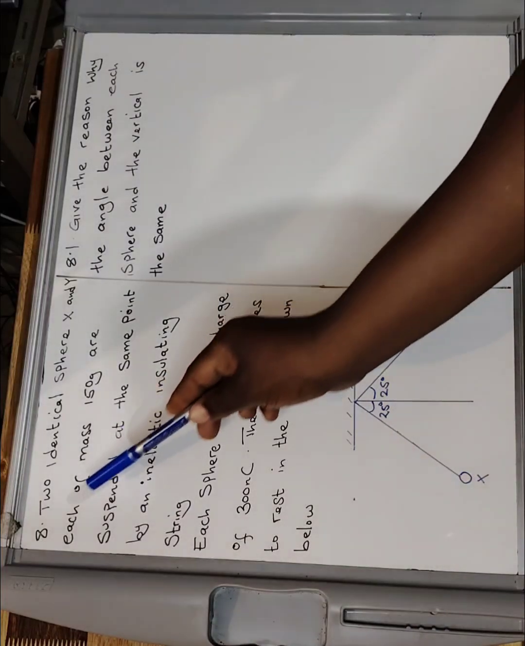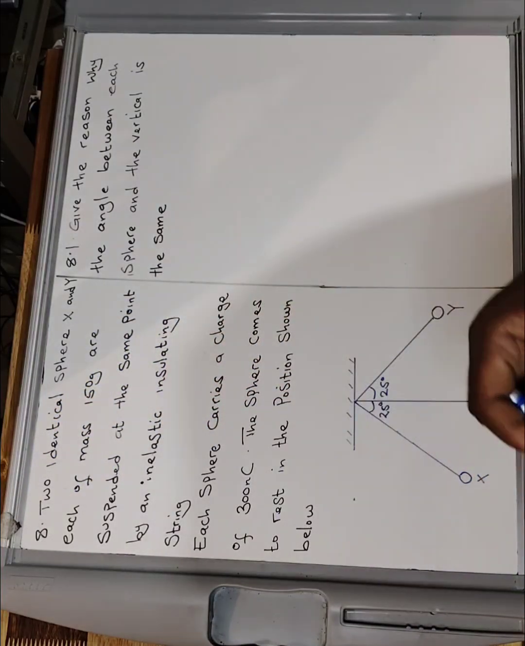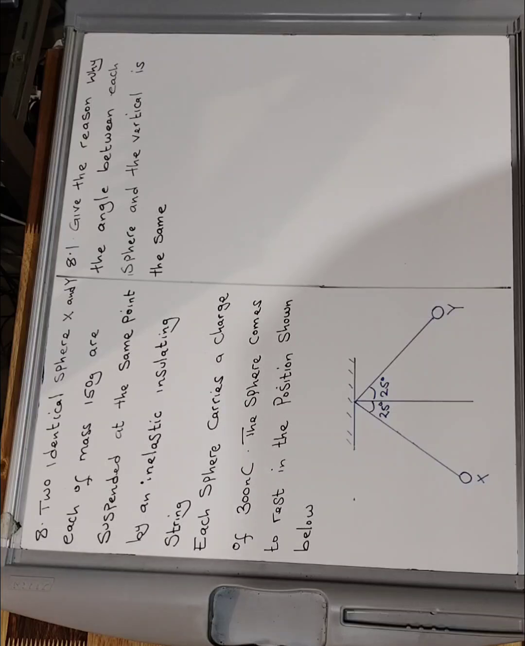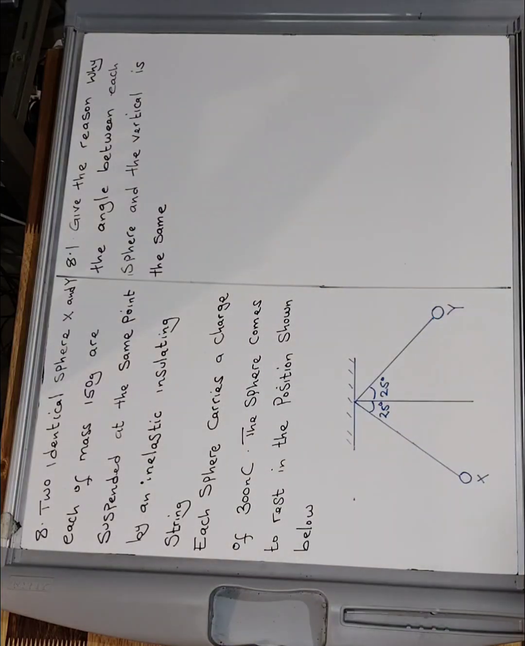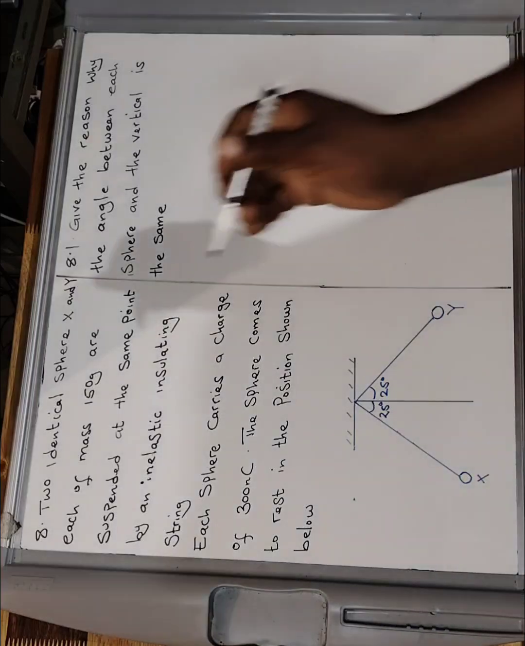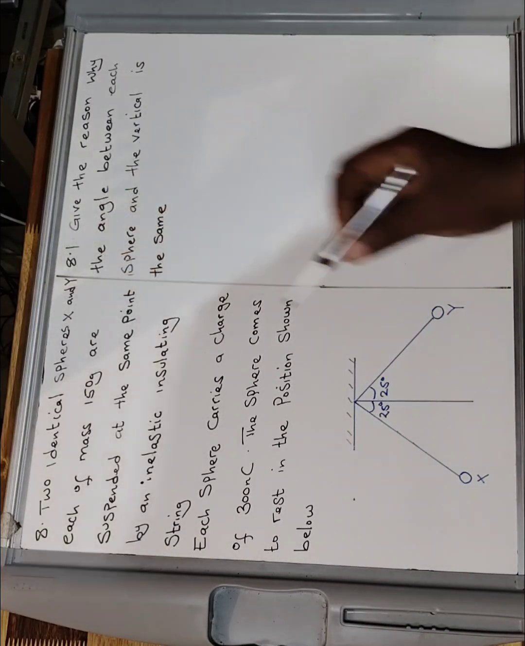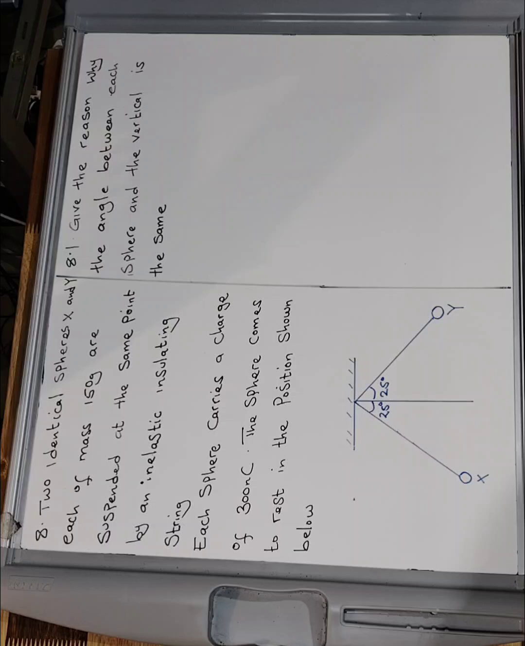It says two identical spheres, X and Y, each of mass 150 grams, are suspended at the same point by an inelastic insulating string. Each sphere carries a charge of 300 nanocoulomb, and the spheres come to rest in the position shown below.